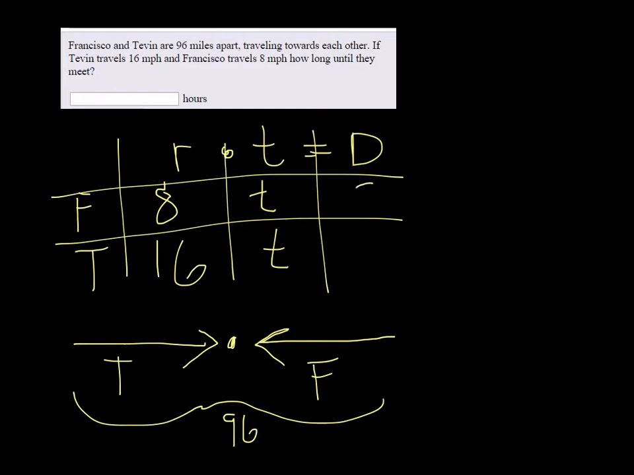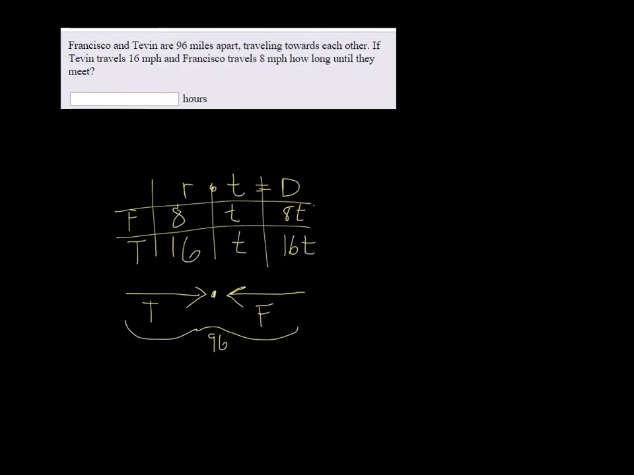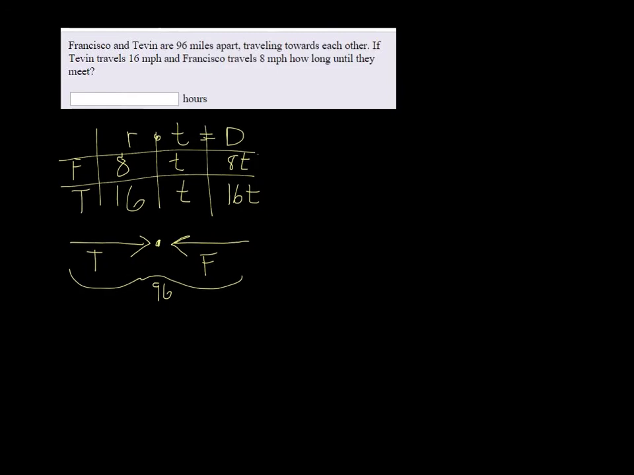Distance is rate times time, so we just multiply those two together. And we know that if we add the distance that Francisco traveled to the distance that Tevin traveled, it should equal 96. So that is our equation. So the whole purpose of the chart and the diagram is just to help us find the equation.